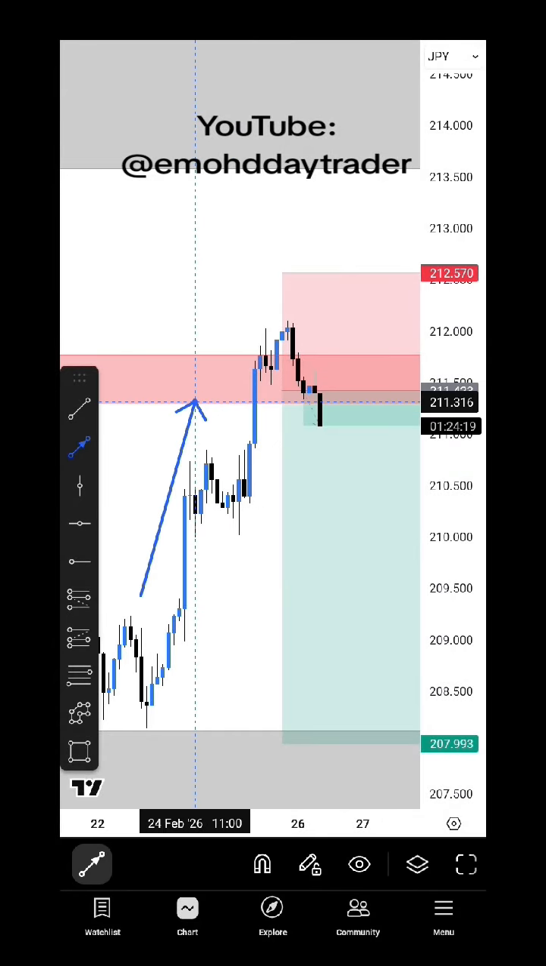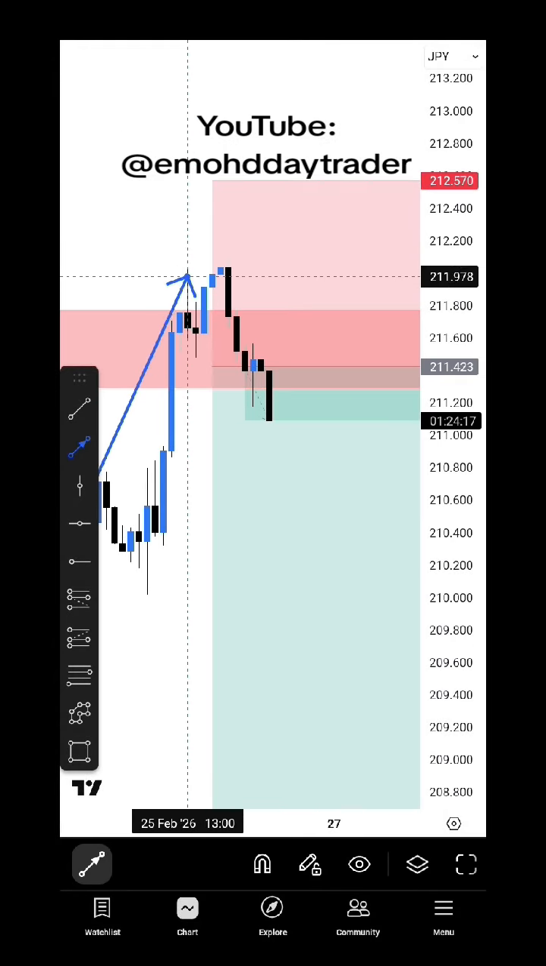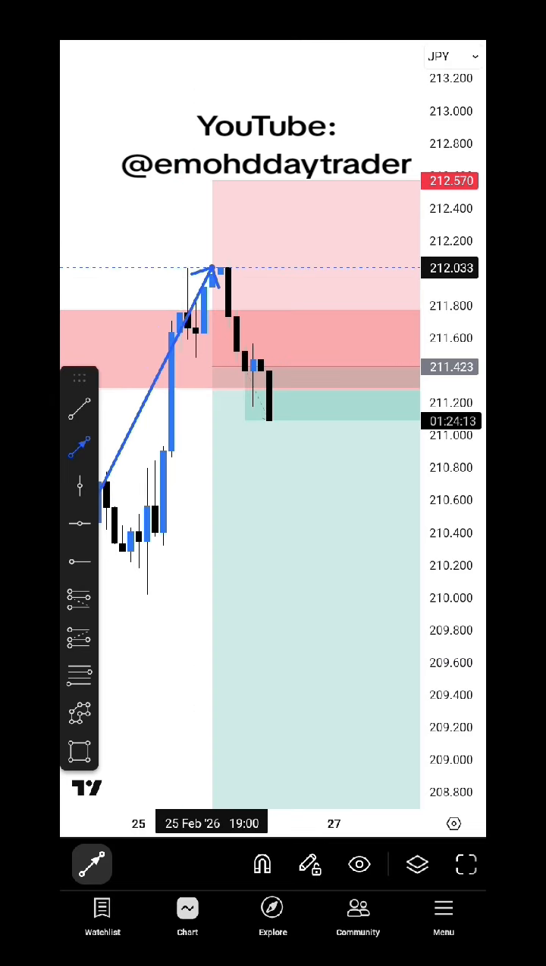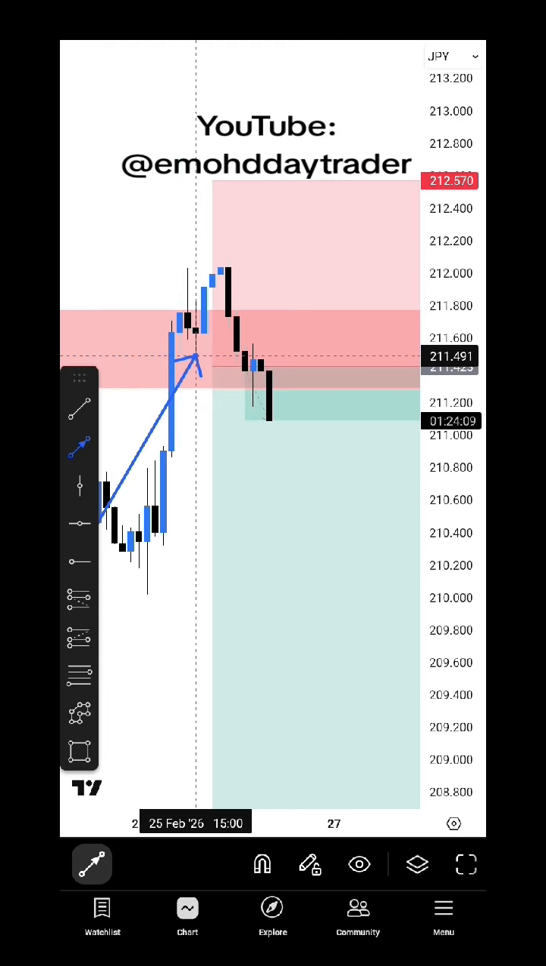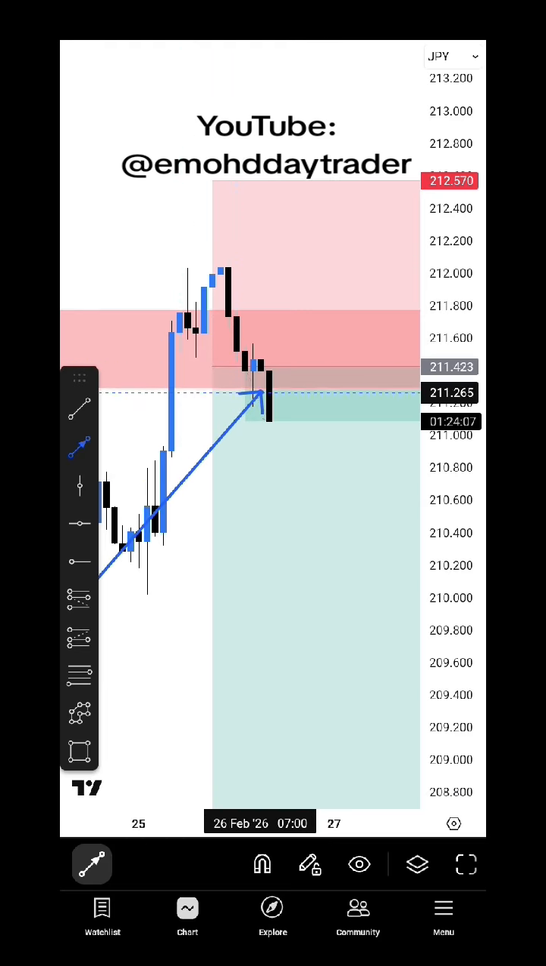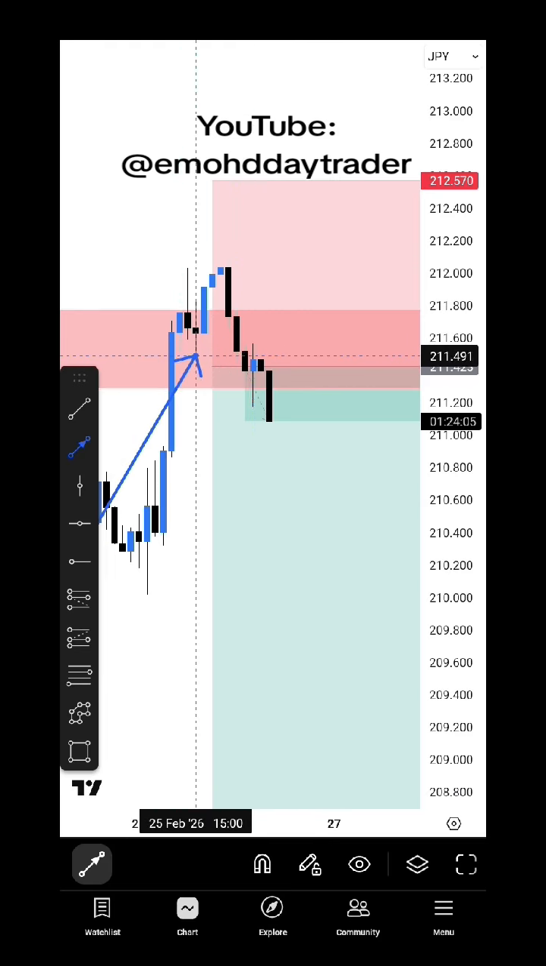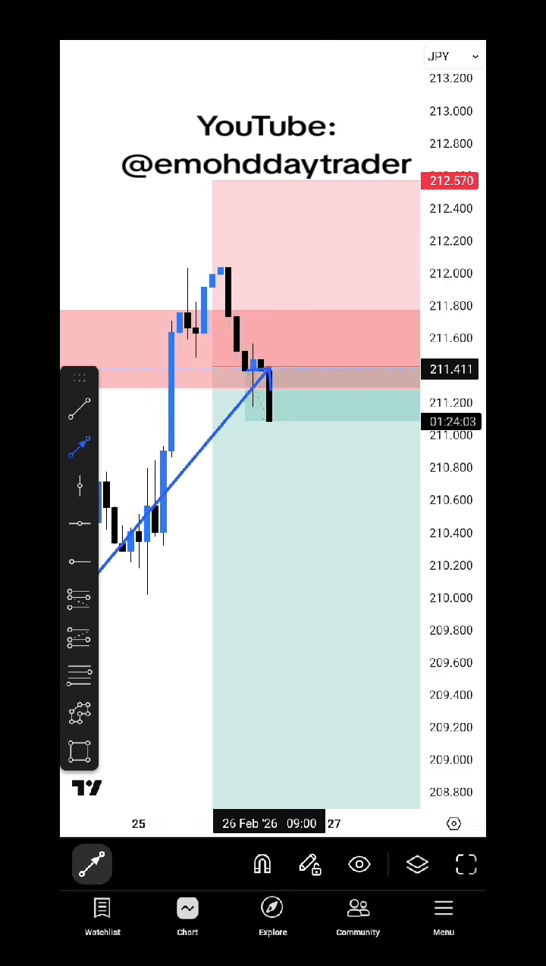If you look at the structure here, you can see how we switch. Now this was a high, then a higher low, then a higher high. Then we broke structure. We broke below this last higher low zone. We pushed all the way up to retest around this zone. And once I got that rejection of this zone, I entered short.